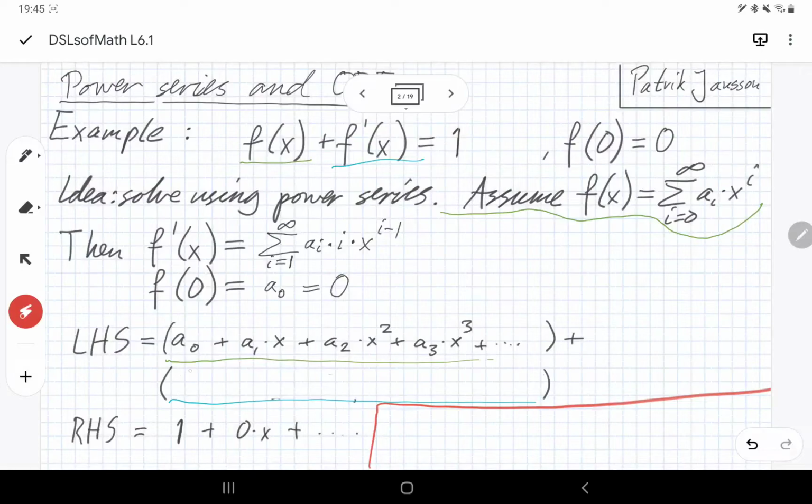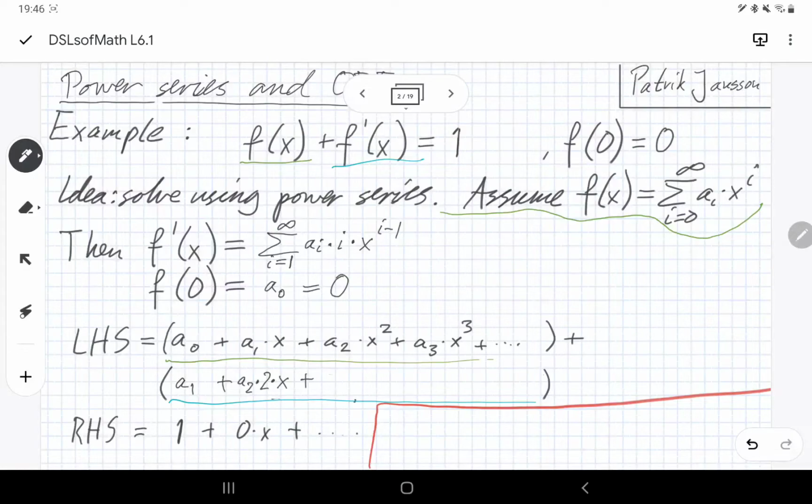So what is the constant term of the derivative? Well, it's where x is to the power of 0, so i is equal to 1. And that is then a1 times 1, so just a1. What's the second term? Well, the second term is a2 times 2 times x to the power of 2 minus 1, which is x. So here it's actually a2 times 2 times x.